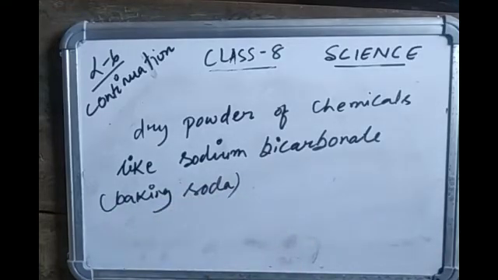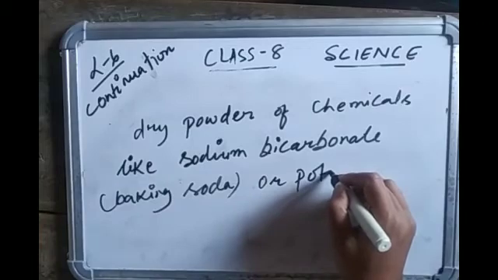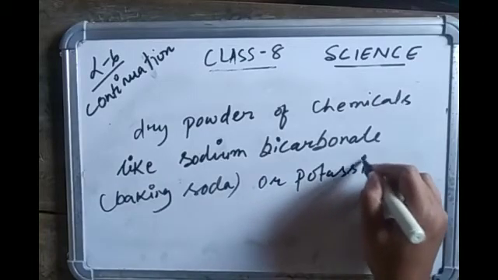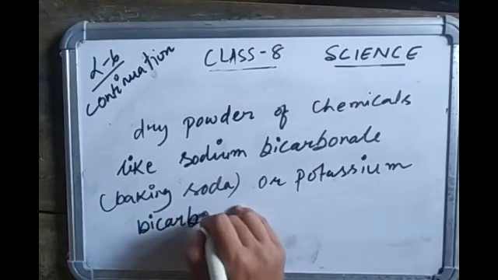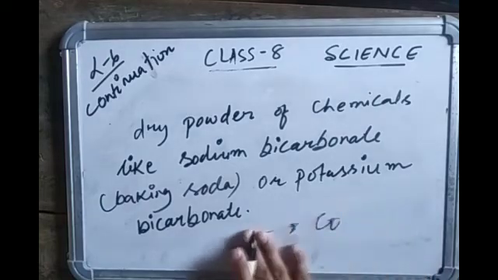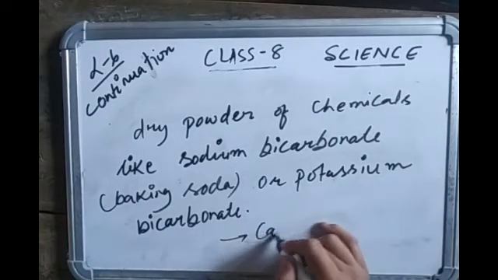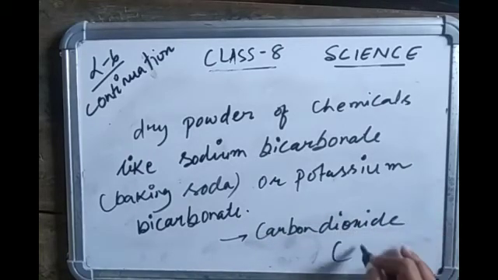Dry powder is thrown directly onto the fire, or potassium bicarbonate also. Near the fire, these chemicals give off carbon dioxide. The formula of carbon dioxide is CO2.